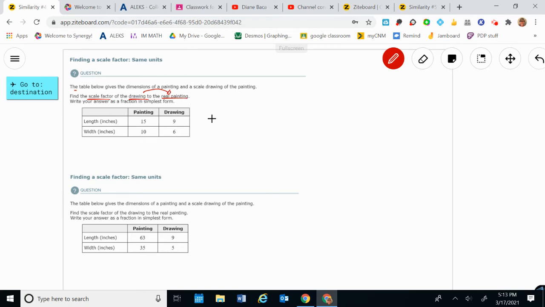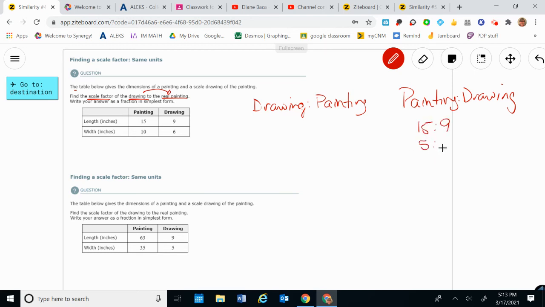The method is the same. All you do is you go drawing to real painting. Okay, I'm sorry, I realize this now that I say this. Drawing, painting, or painting, drawing. I feel like it goes like this: painting, drawing. Even though the words said drawing to the painting, I think we find it this way. It's counterintuitive to me. 5 to 3, so it would be 5/3. If I did it this way, it would be 9 to 15, and it would be 3 to 5, or 3/5.